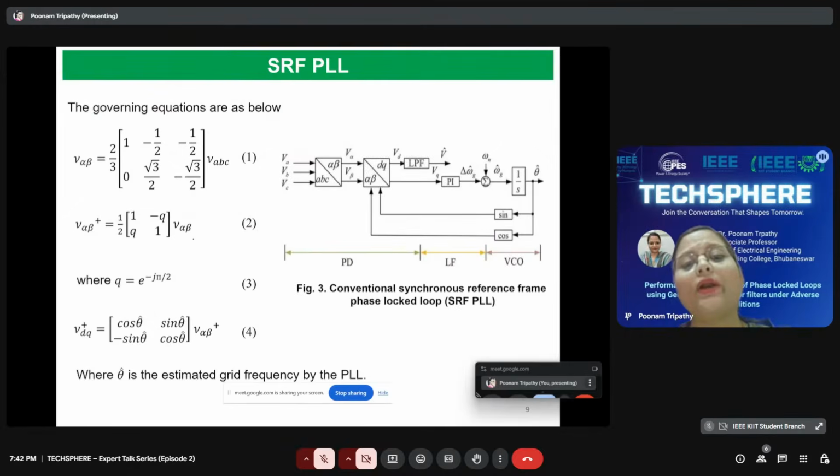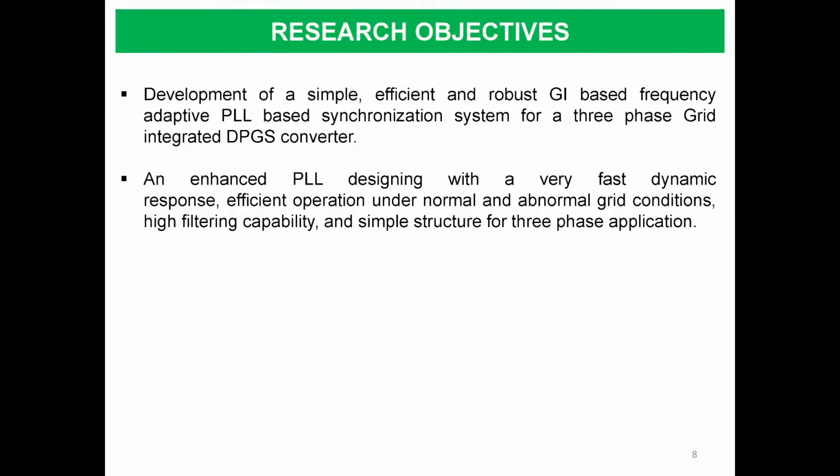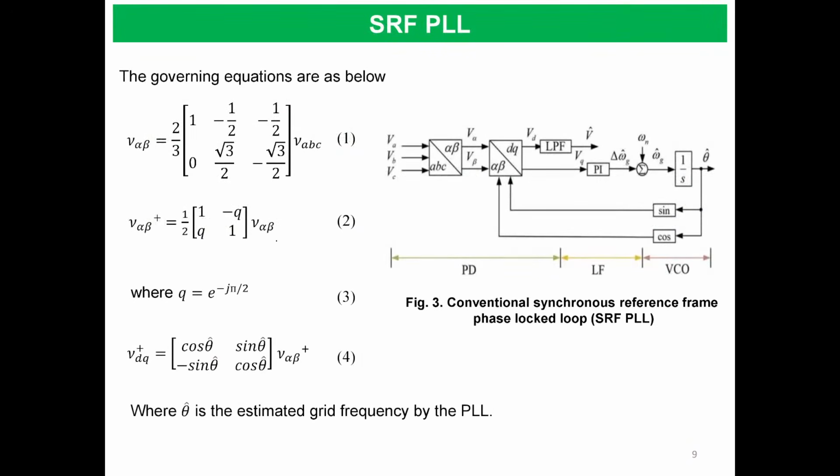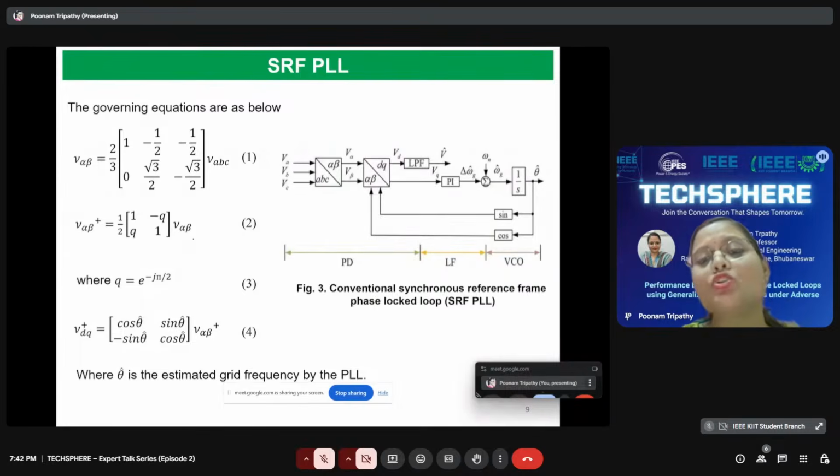Now, coming to the uses as well as the idea regarding the conventional synchronously rotating reference frame PLL. This is the most widely used PLL because of its simplicity and easy implementation. Though it carries the drawbacks that it operates well only under the ideal grid case, and it is unable to track the grid parameters accurately under adverse grid conditions.